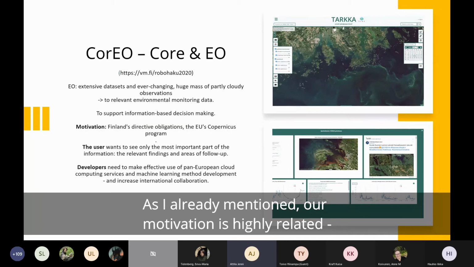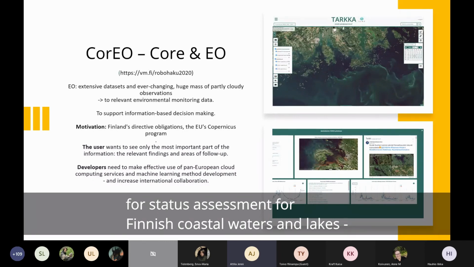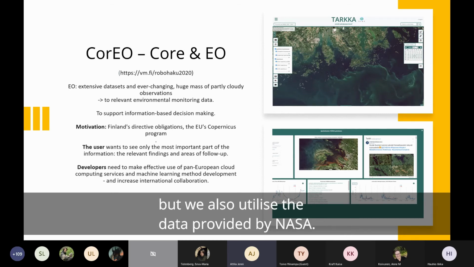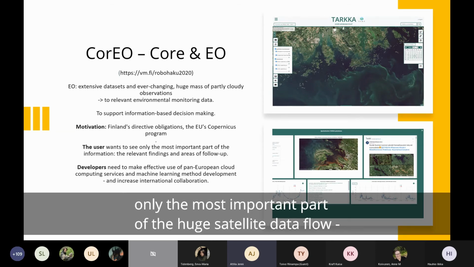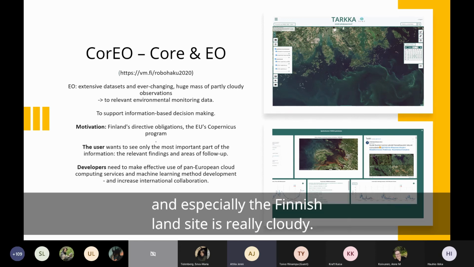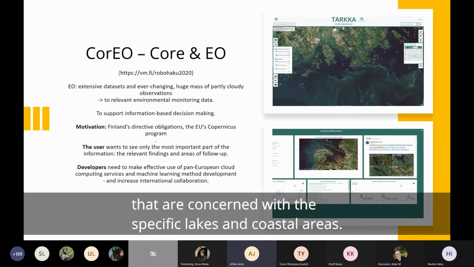And as I mentioned already, our motivation is highly related to Finland's directive obligations and to providing meaningful observations for status assessment for Finnish coastal waters and lakes, but also for the open parts of the Baltic Sea. And our inspiration is highly the Copernicus program by the EU, but we also utilize the data provided by NASA. Our users want to see only the most important part of the huge satellite data flow that comes daily and is available, and especially the Finnish land side is really cloudy. So we want to do more for showing the users only the interesting parts of this data flow. And this applies especially for the regional centers that are concerned with their specific lakes and specific coastal areas.